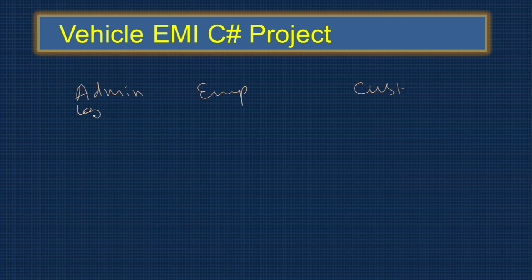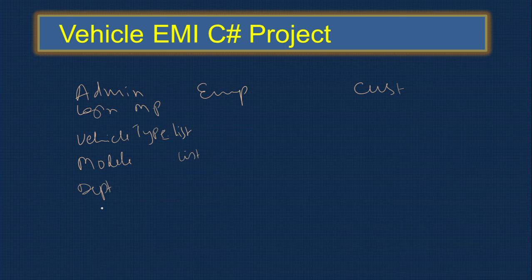The admin can log in and go to the main page. Here we can create a vehicle type, meaning the different types of vehicles we provide loans for, with the corresponding list. Whatever entry is made, we want to see it in the list. Next is the vehicle model details and the corresponding list. Then we have the department, meaning the departments in our company, and then the employee details with the corresponding list. The department will link to the employee.